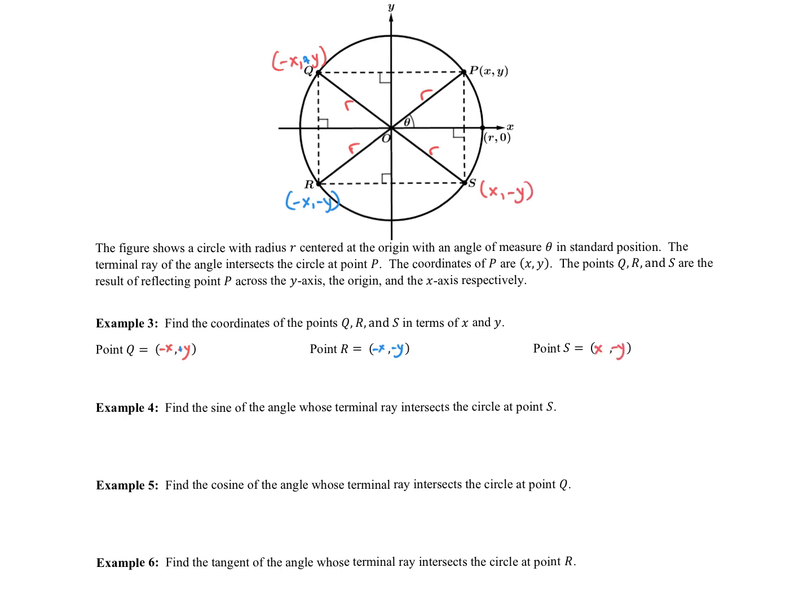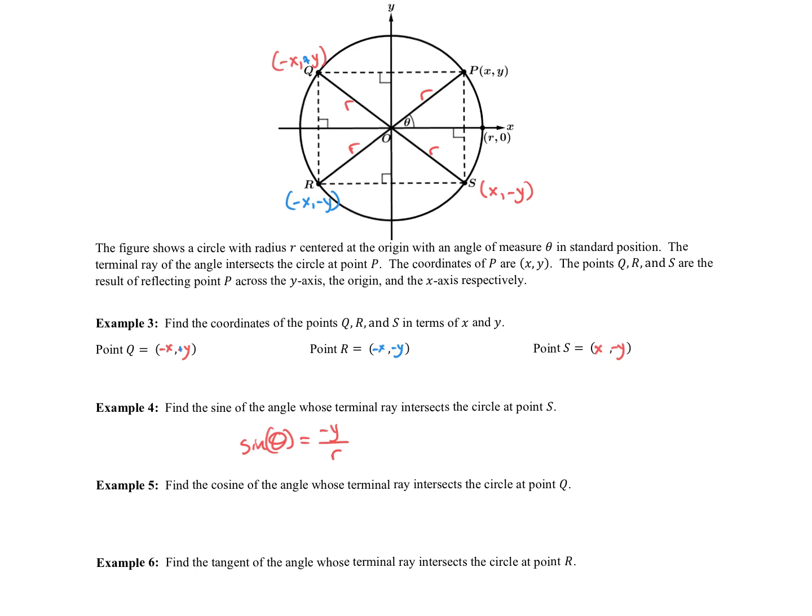All right, so example 4, it says, hey, find the sine for point S. All right, and so we're finding the sine of point S. Well, what's sine again? Opposite over hypotenuse. So what's my opposite when I talk about point S? Negative y. So now I have sine of theta equal to negative y, which is my opposite, over my hypotenuse, which is what? R.